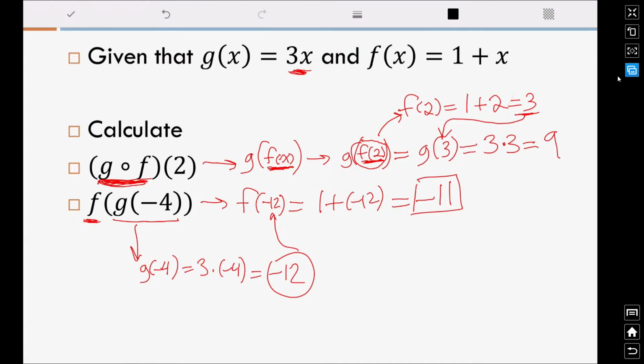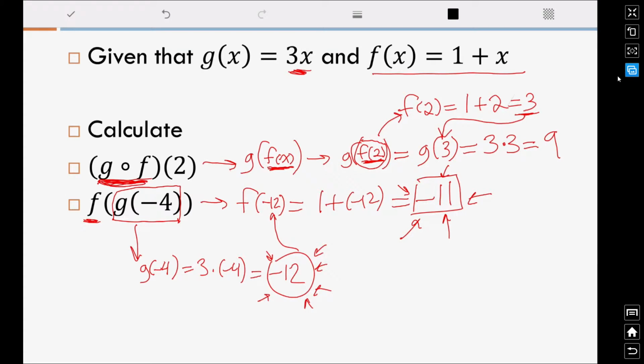So all we basically did was calculate g of negative 4 first. That gave us an answer of negative 12. And once we got that answer, we put it back into f, because that's really what g of negative 4 is, just negative 12. So the problem becomes f of negative 12. Then we carried that calculation out using the function f of x equals 1 plus x, and that gives us our answer of negative 11.